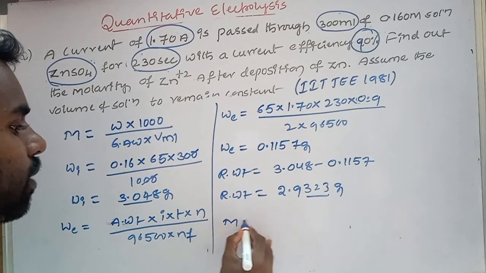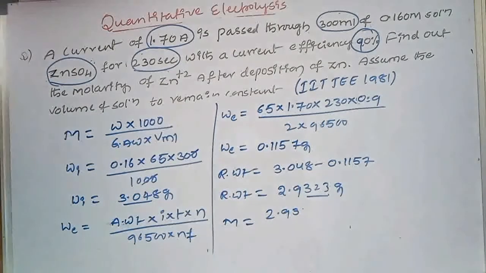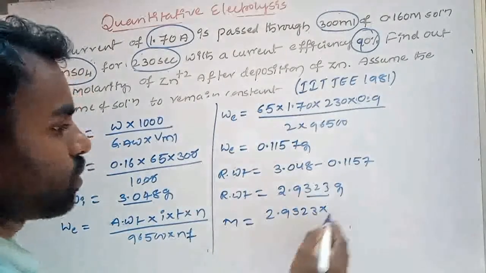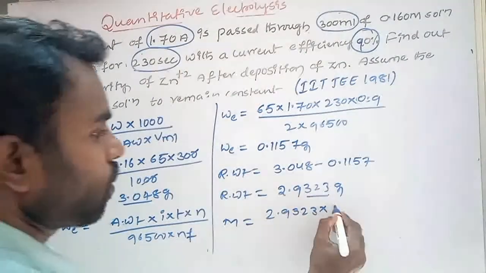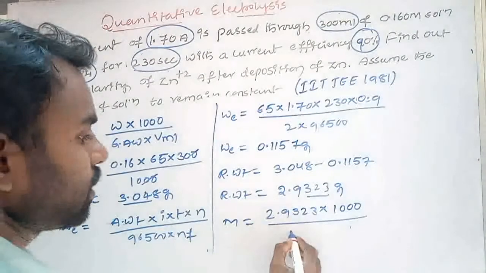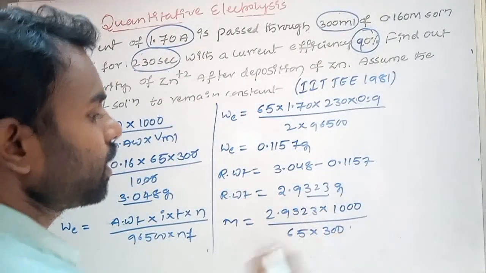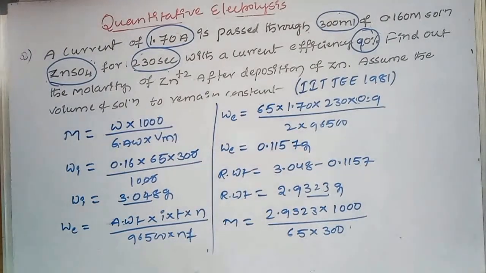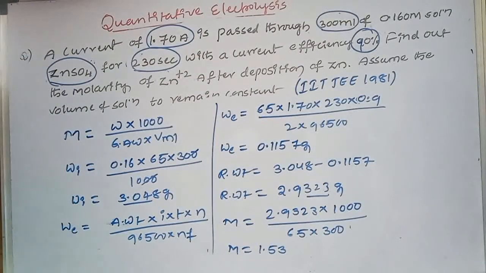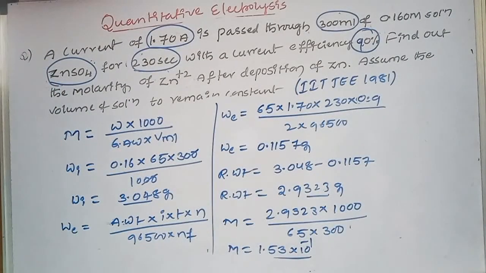Now molarity equals the weight, 2.9323, into 1000 by the gram atomic weight of zinc, 65, into the volume of the solution, 300. If you simplify this, we will get the molarity equal to 1.53 into 10 power minus 1. So here this is the final answer.